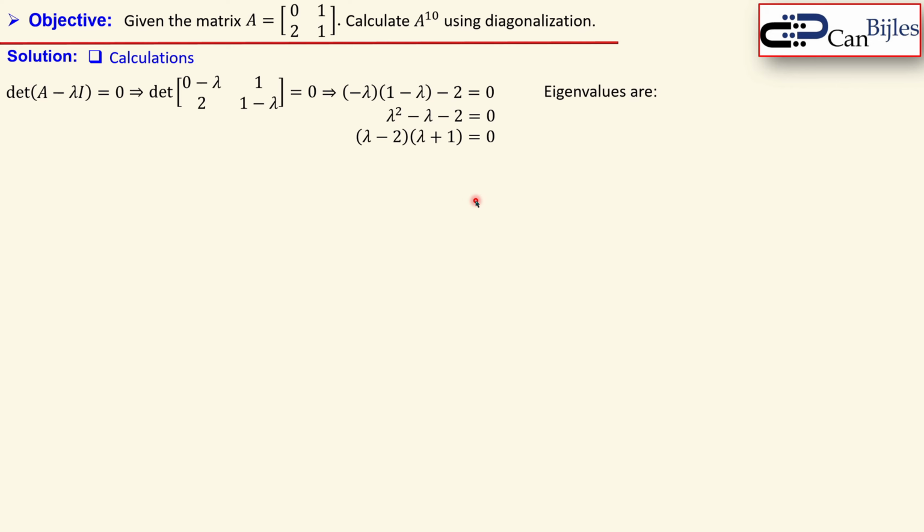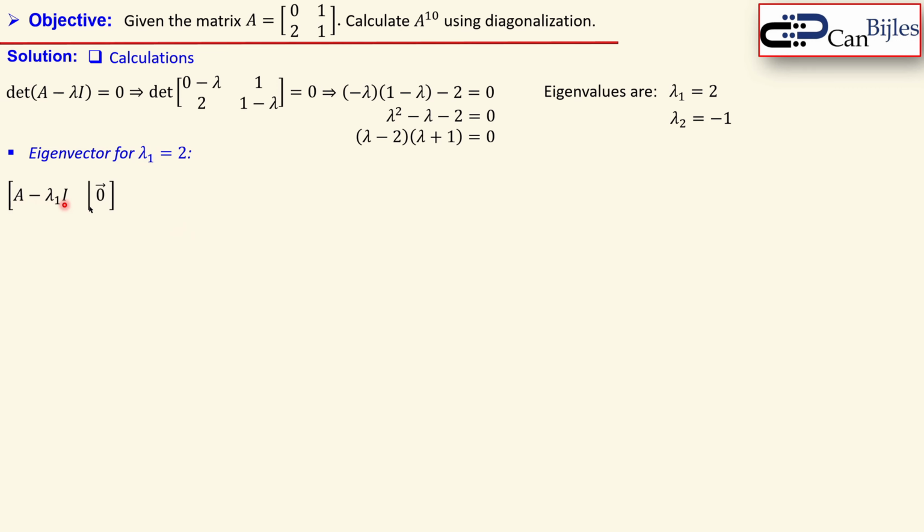So you now have two solutions, which are the eigenvalues. Lambda 1 is equal to 2, in order to make this 0, and the second one, lambda 2, is minus 1. Okay, now the eigenvectors for each eigenvalue. So we start with lambda 1 equal to 2.